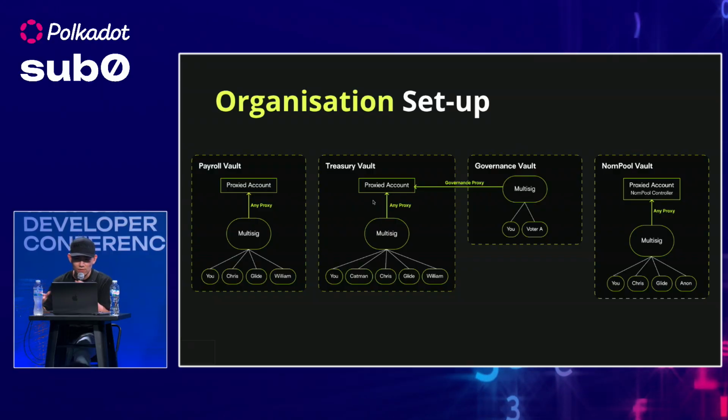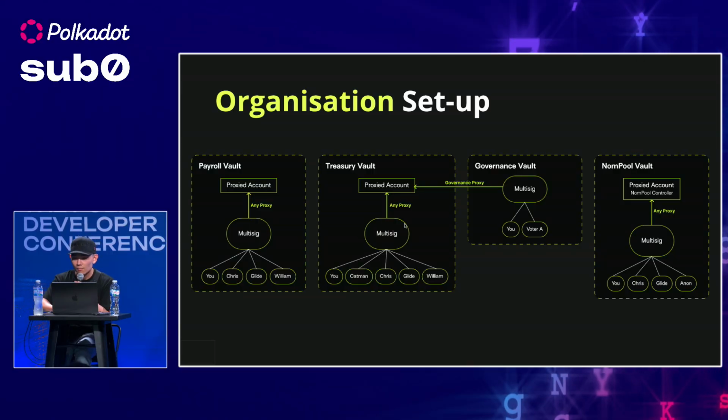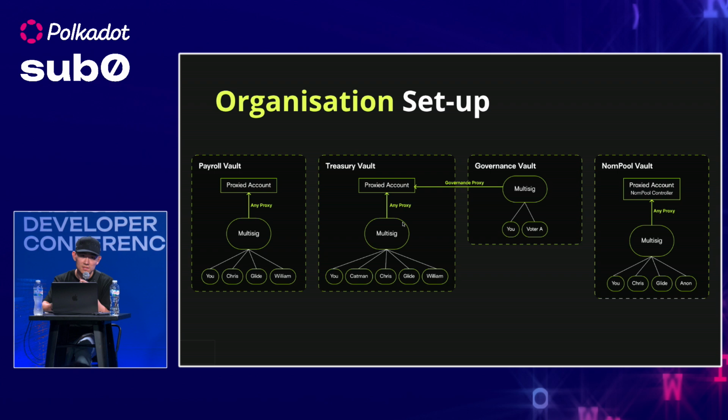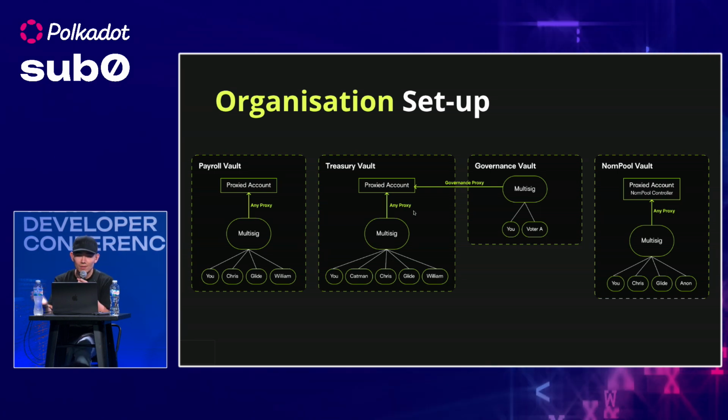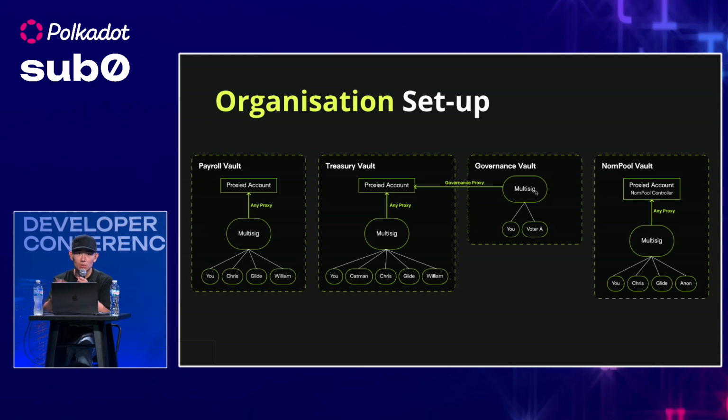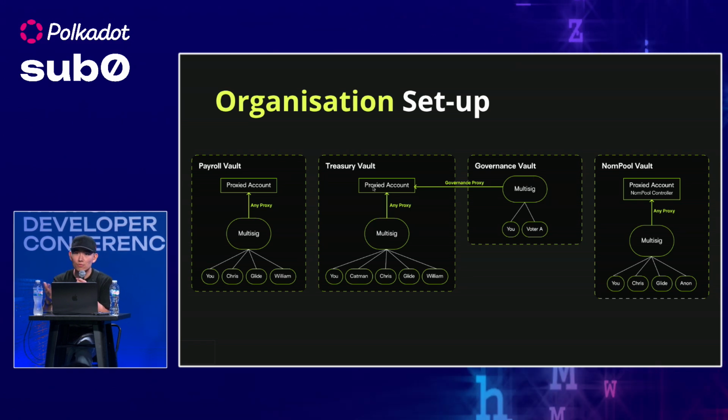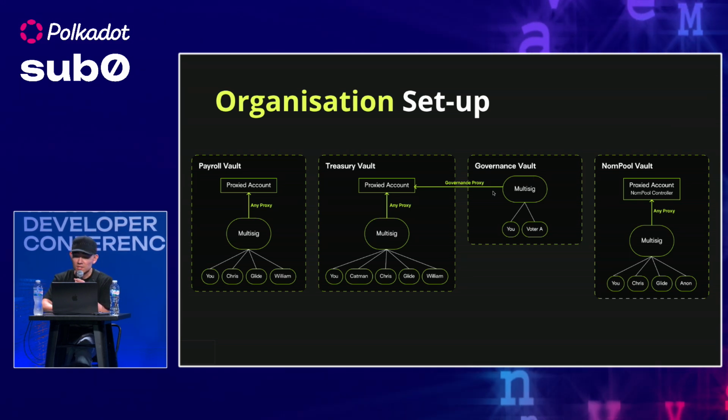But maybe you have a treasury vault that stores all of your funds, with lots of funds just sitting there. You need a stricter security with more signers, but you don't want the funds to just sit there and do nothing. So you can have, let's say, a multi-sig that can use those funds for voting via the governance proxy.